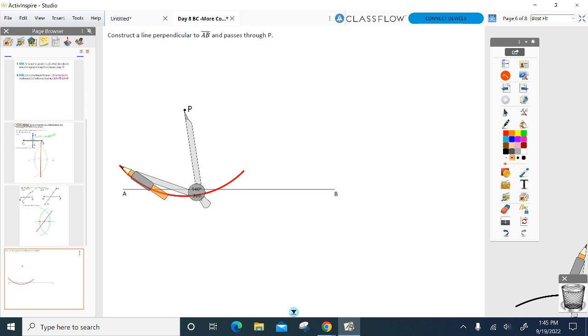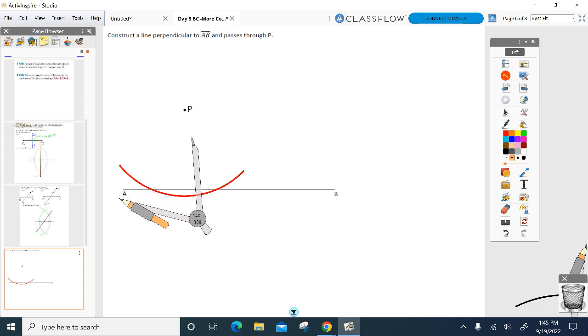Everyone got two spots? Take your compass, open it up slightly wider than what it originally was to make that arc. Open up your compass slightly wider than it was originally, and I will explain why at the end. Let me just finish the construction.